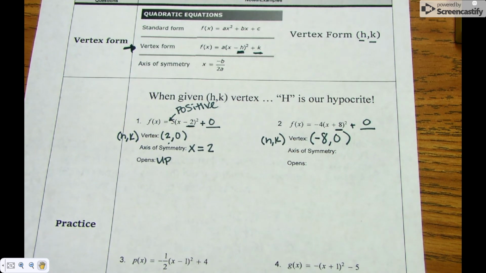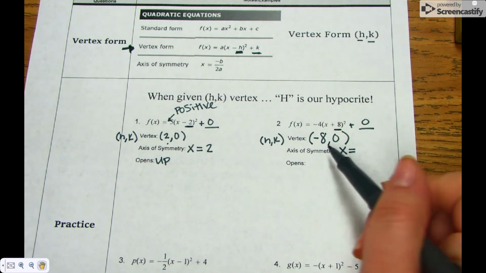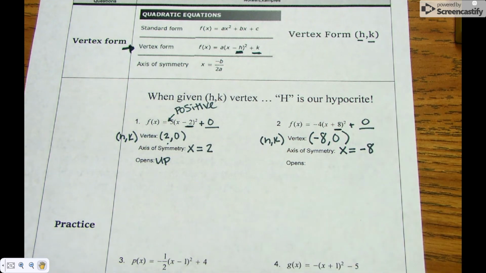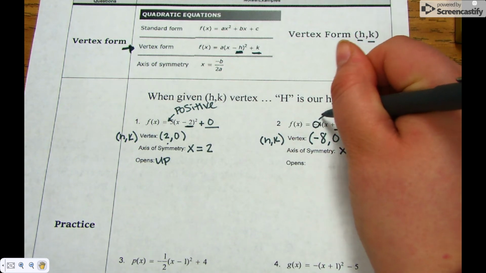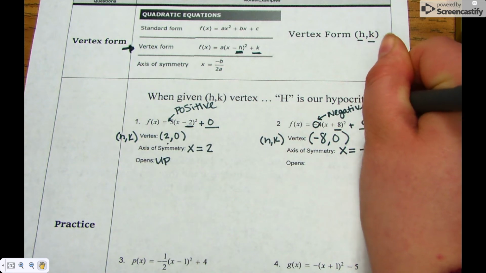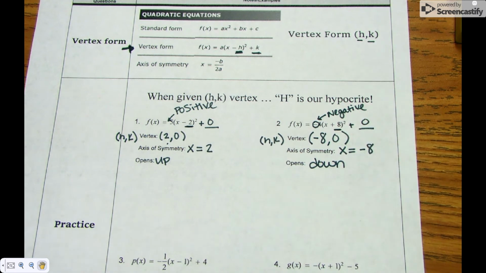Okay, then I can do my axis of symmetry. Axis of symmetry starts with x equals, and it's the x value of your vertex, which is -8. And then because there's a negative sign out front, that means that this is going to open down.